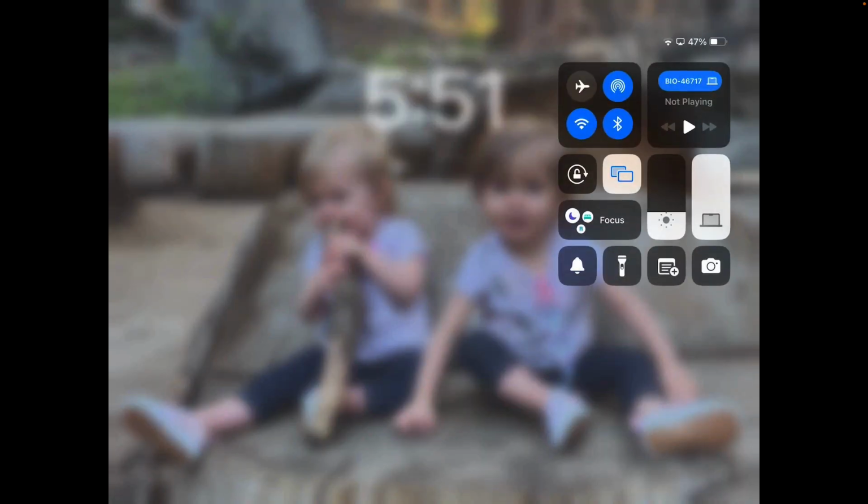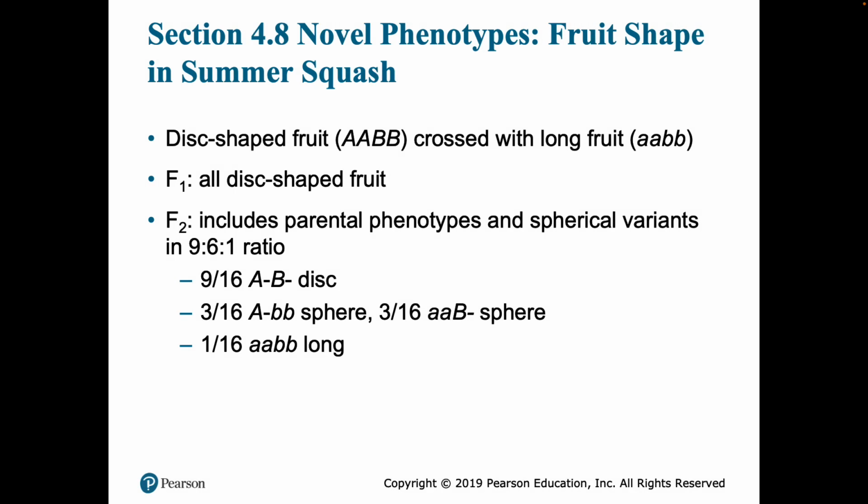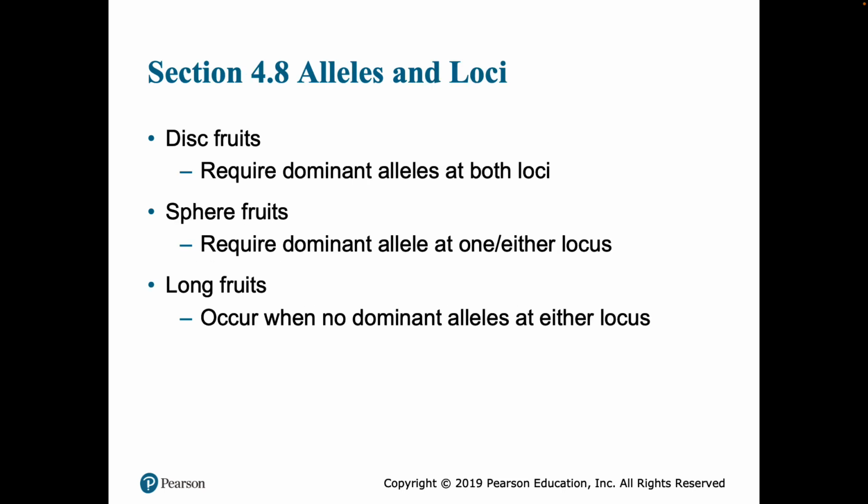So let's just wrap up this section. And this will be the last material that we'll put on your first exam. So again, the idea is that we just looked at, if you have a disc-shaped fruit, that requires that you have a dominant allele for both loci. Genes A and B have to have a dominant allele. To get a sphere-shaped fruit, you have to have dominant at one allele or the other. It doesn't matter, but not both. You have to have it at one only. And if you have no dominant alleles, then you get the long fruit.